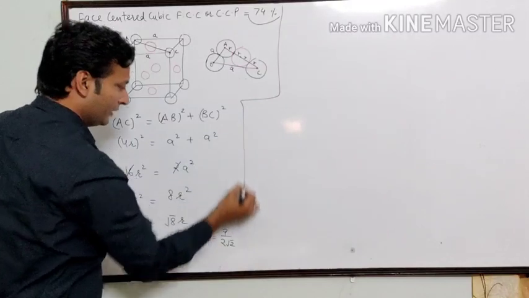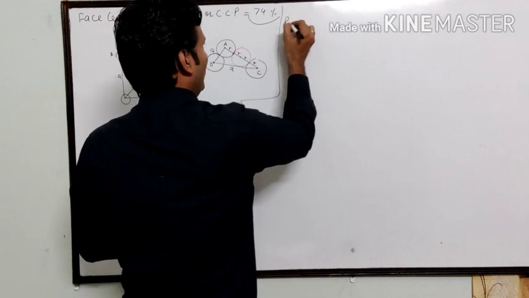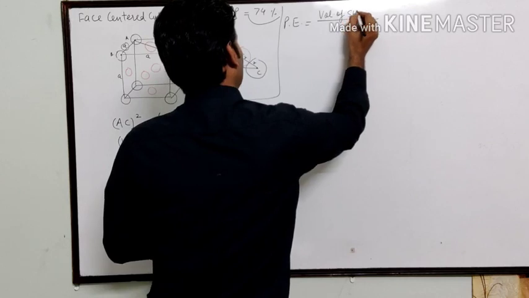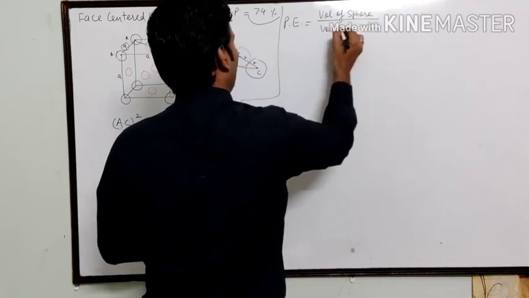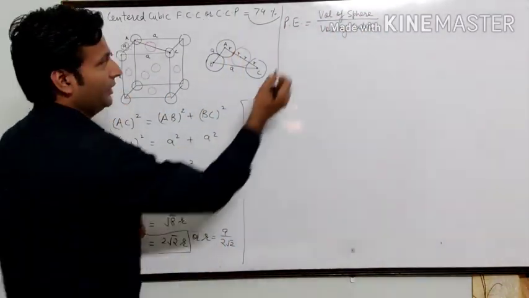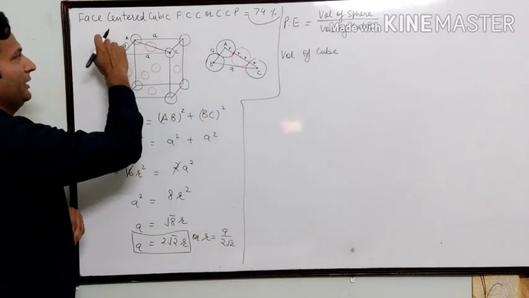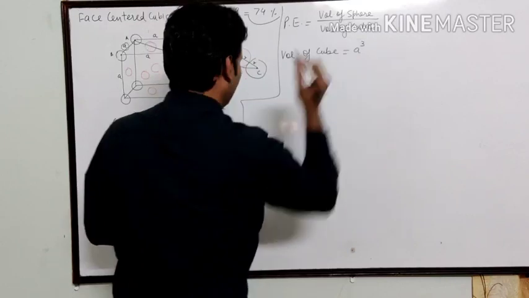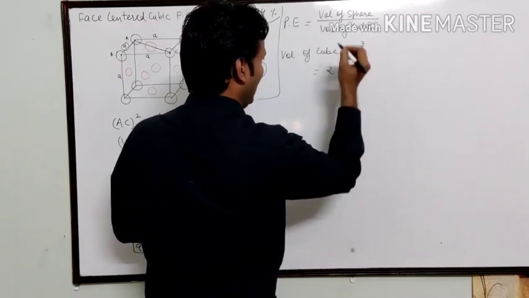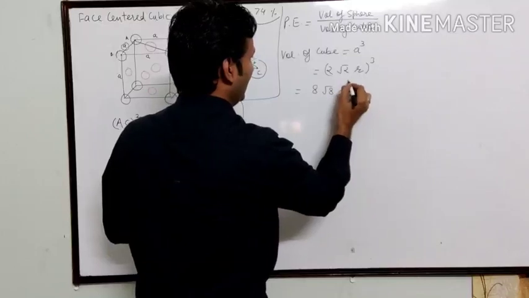Now I will prove that the packing efficiency in the FCC lattice is 74%. Again, my formula for packing efficiency is volume of whole spheres present upon volume of cube. Now what is the volume of cube? The volume of cube is A cube, side cube. Sides are A. Now it is A cube. What is the value of A? A is equal to 2 root 2r. That is cube. Or we can say it is 8 root 8r cube.